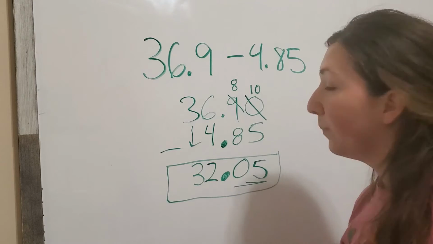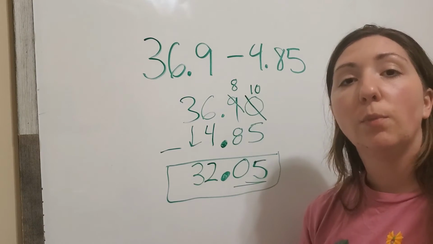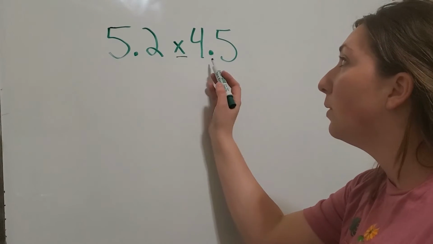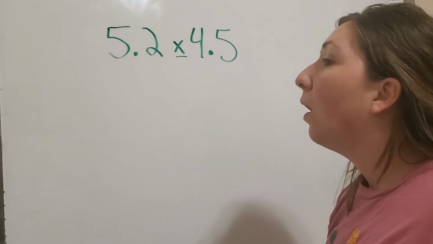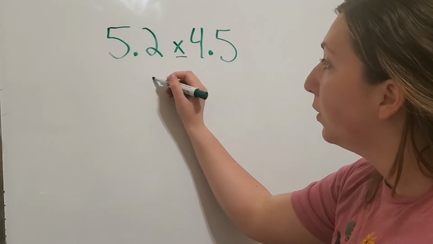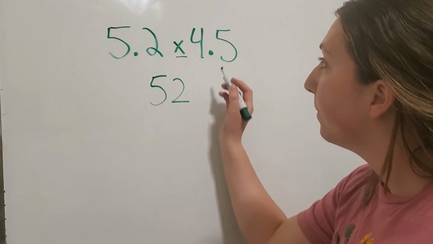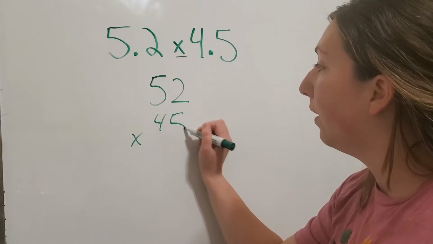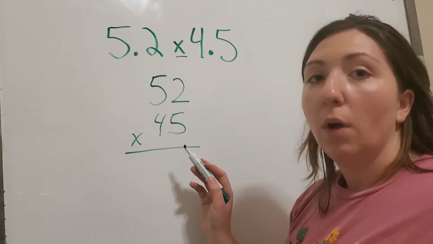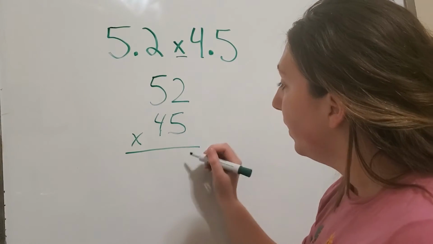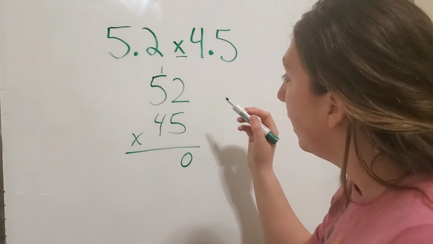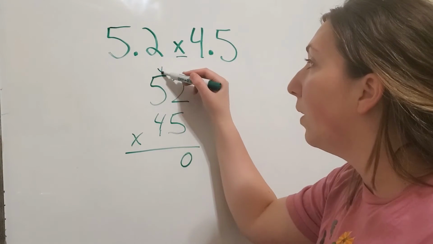Okay. All right, now we're going to move on to multiplication. We have 5.2 times 4.5. So unlike adding and subtracting, we're not even going to worry about the decimals right now. So we're going to write 52 times 45. Okay. We're going to multiply these like regular whole numbers. 5 times 2 is 10. Carry the 1. Okay? And then 5 times 5 is 25, plus that 1 is 26.